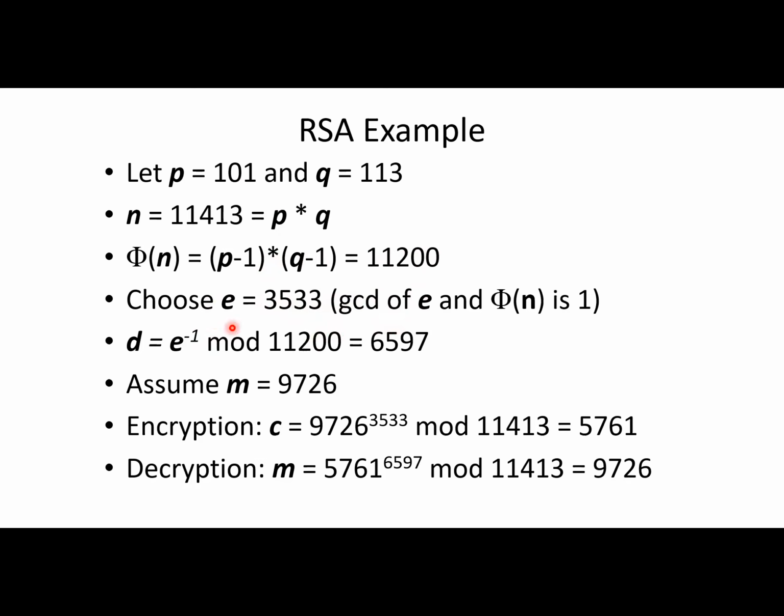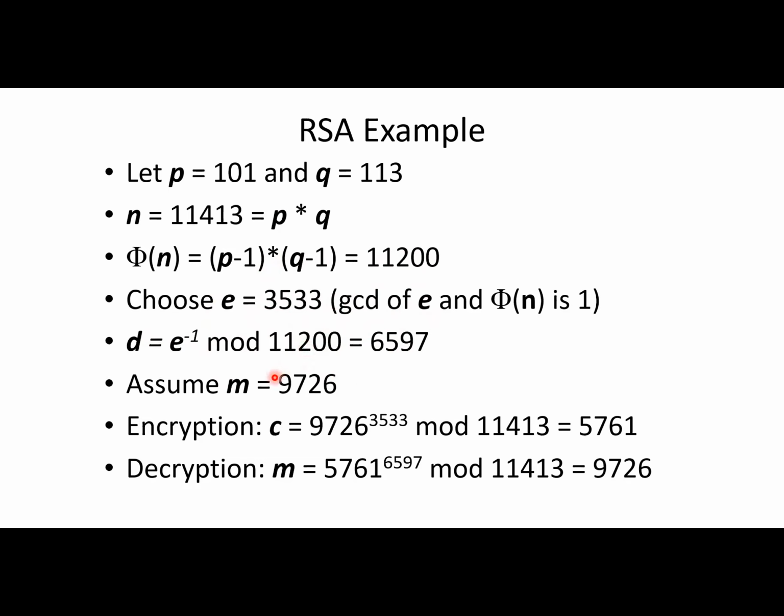Now you get the inverse of that, mod 11,200, and you get this number. In other words, 6,597 times 3,533 divided by 11,200 has a remainder of 1.